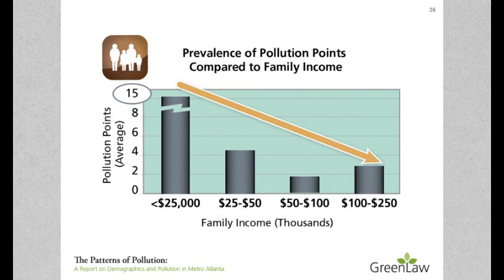And finally, there's a strong inverse relationship between pollution points and family income. Blocks with an average family income below $25,000 have on average a very high number of pollution points. We had to make this graph with a different illustration because the number was 15 pollution points per block when you're looking at family incomes at that level. And if you look at blocks with family incomes over $25,000, they have significantly fewer pollution points on average.